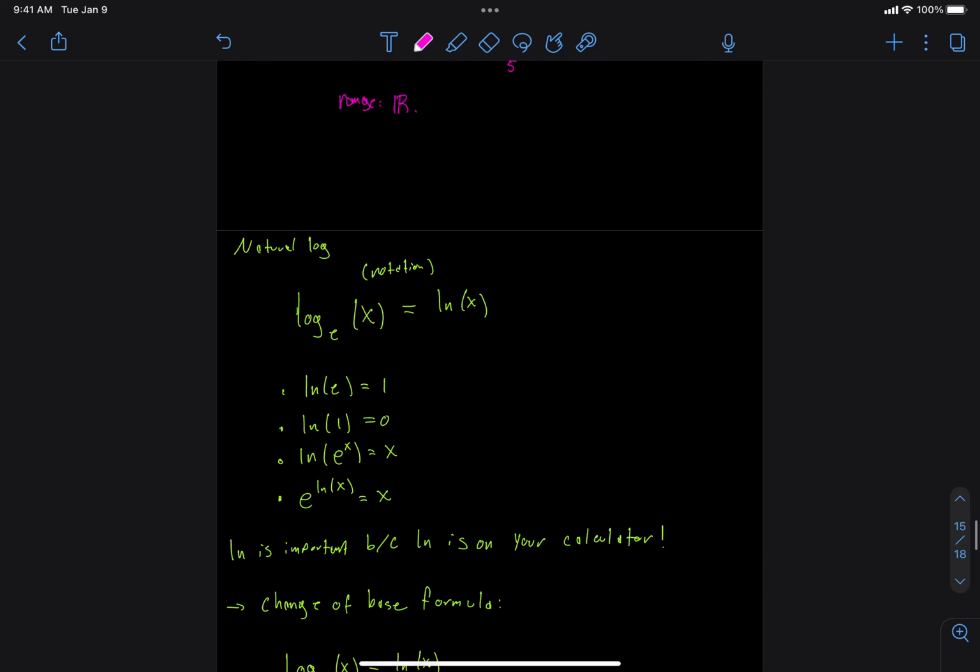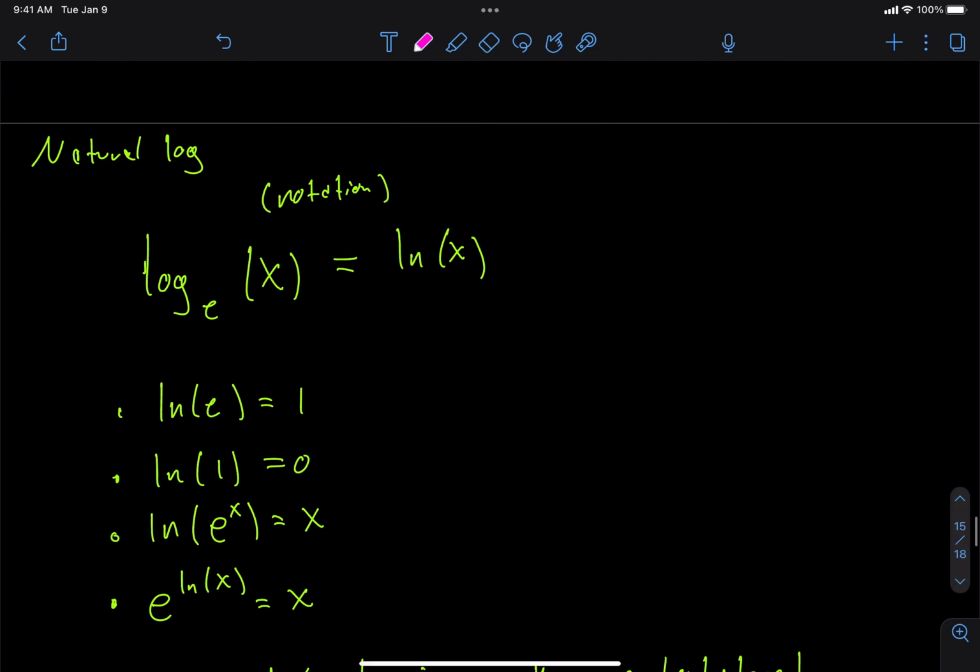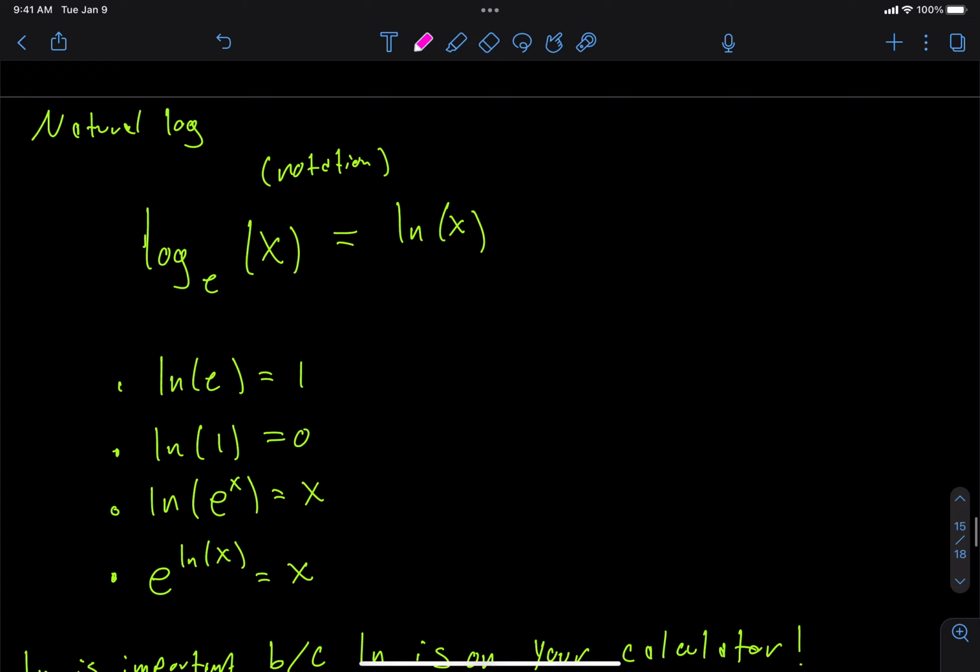Okay, if not, then we move on to a new topic, which is the natural log. Okay, also known as the best one. Does anyone know why natural log is the best log? And I don't mean my favorite, I mean it's the best. The natural log is the best log because it's the one that's on your calculator. Okay, that's why the natural log is the best log.